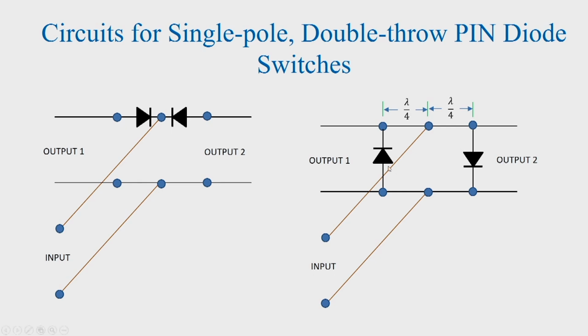Similarly, when we change the order of biasing, we make the diode connected in port 1 short and the diode connected in output port 2 open. In that case, no signal will flow to output port 1 and the signal will flow to output port 2. So, it becomes essentially a single pole double throw switch.